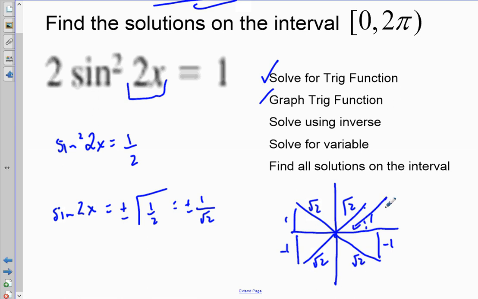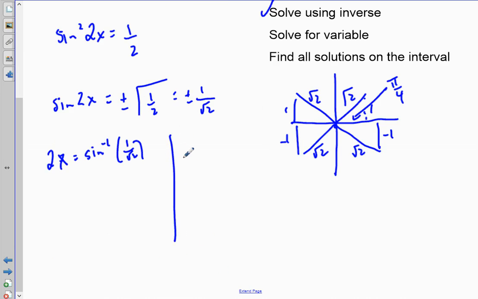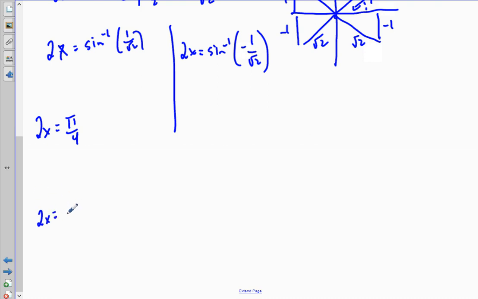Well, we know that that's going to be pi over 4, a 45-degree angle, because now we're going to solve this using the inverse trig function. So when we take the inverse trig on both sides, it's going to be 2x equals the inverse sine of 1 over the square root of 2, and we'll also have 2x equaling the inverse sine of negative 1 over the square root of 2. So we know this, as we said right here, is going to give us some answers of 2x equaling pi over 4, and also some other answers of 2x equaling 3 pi over 4.